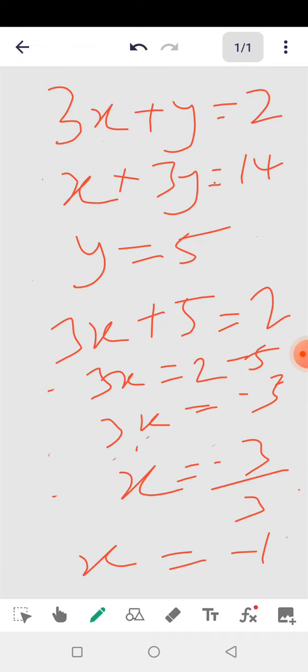In my next video, I'll be showing you how to use substitution method to solve simultaneous equations.